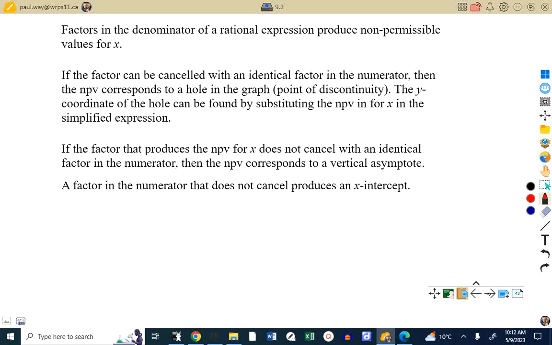Factors in the denominator of a rational expression produce non-permissible values of x. If the factor can be canceled with an identical factor in the numerator, then there's a hole at that point, and the y-coordinate can be found by subbing in the x-coordinate of the hole into whatever's left. And if it does not cancel, then there's a vertical asymptote at that point. And the last thing is the extra layer of information I added in the last example. If you have an x-intercept, you need that factor in the numerator.